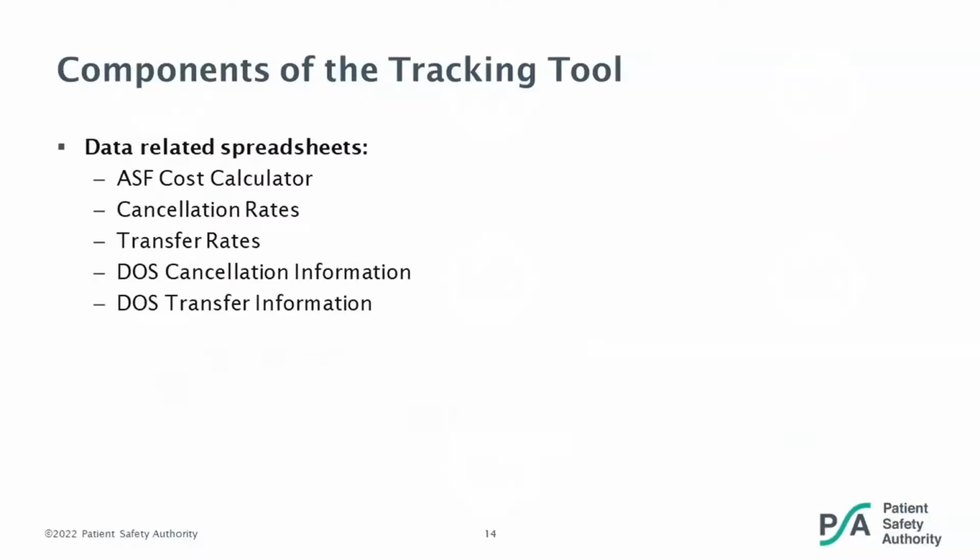Okay, so the different components of the tracking tools. There are two major components of this tracking tool. So there are data-related spreadsheets and report-related spreadsheets. The data-related spreadsheets is basically where you're going to enter your data. The first spreadsheet is the ASF cost calculator. This cost calculator is awesome. It's really a matter of putting in the number of cancellations you had, the number of procedures, admissions you had for the month, and this is by the month.